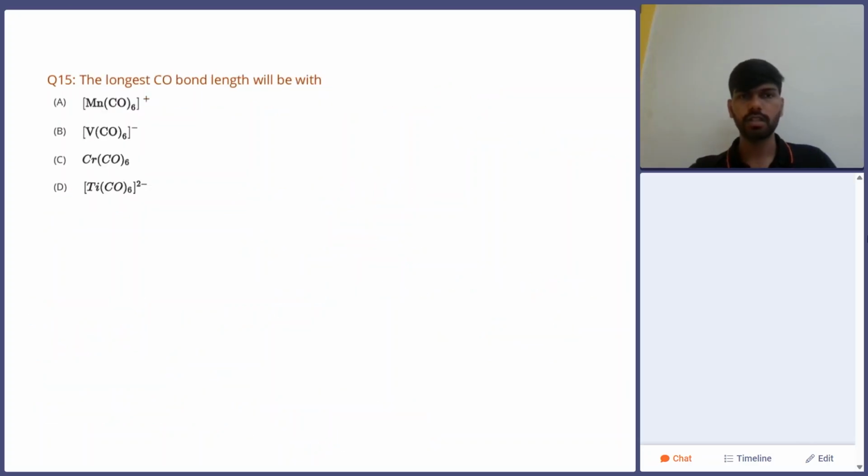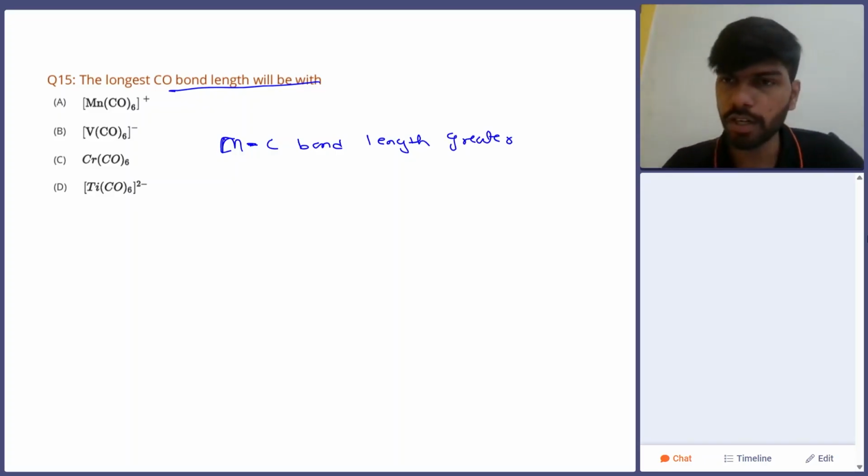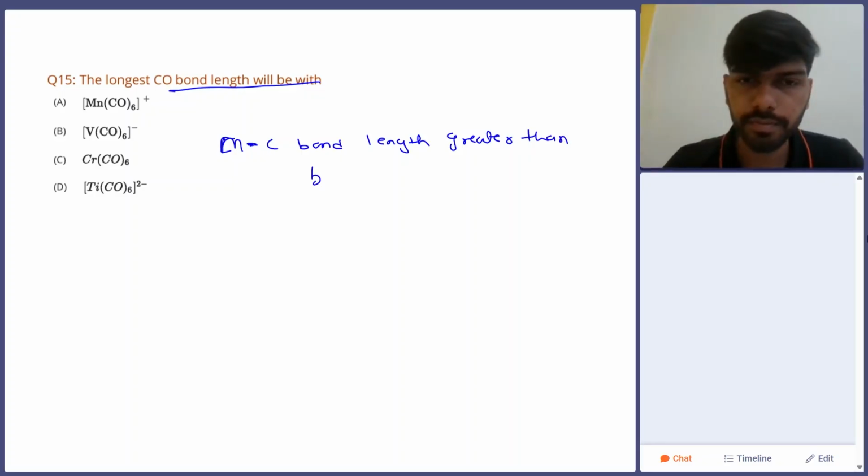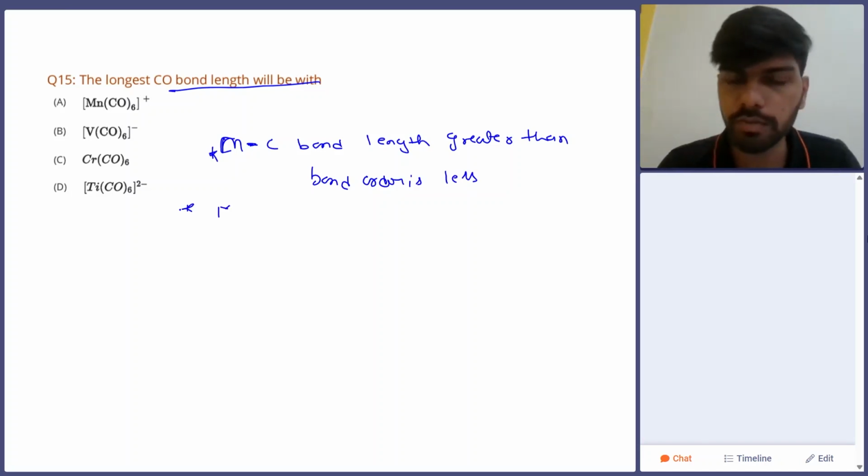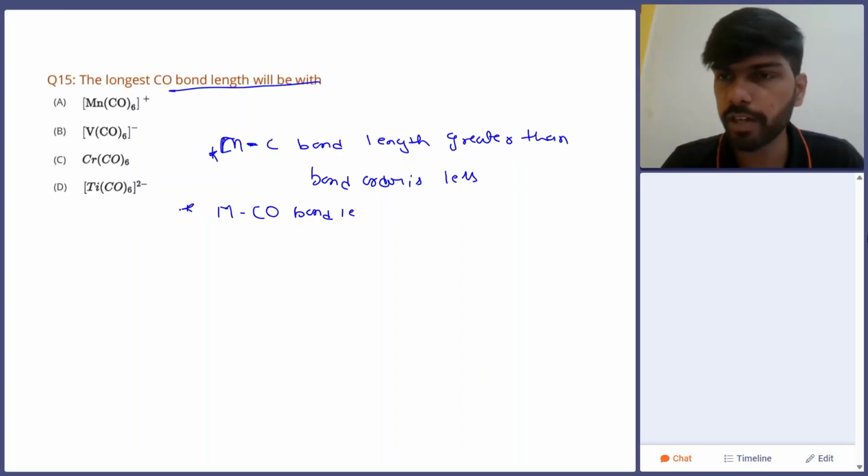Now the next question is: the longest carbon-oxygen bond length will be with. See, for carbon-oxygen bond length, remember it: if the bond length is greater, then the bond order is less. So that is one thing.